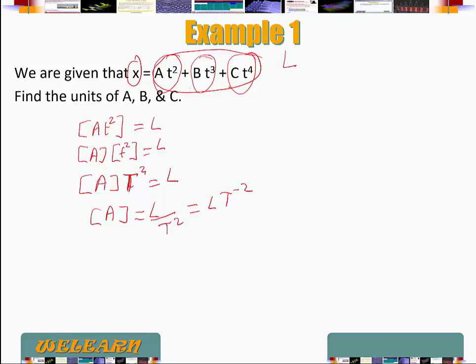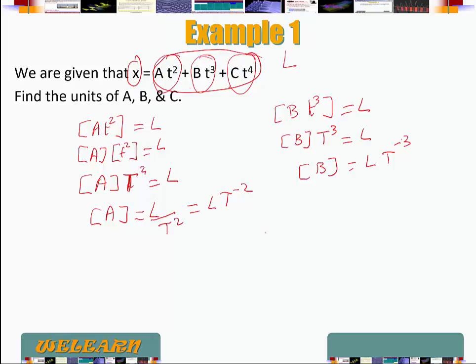We can do the same thing with the other terms. So we have b t cubed should be equal to L, which makes b t to the power 3 is equal to L, or b, moving t to the power 3 to the other side by dividing both sides by t to the power 3. So that gives me L t to the power minus 3.